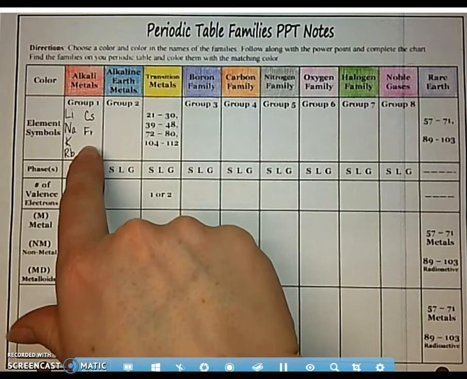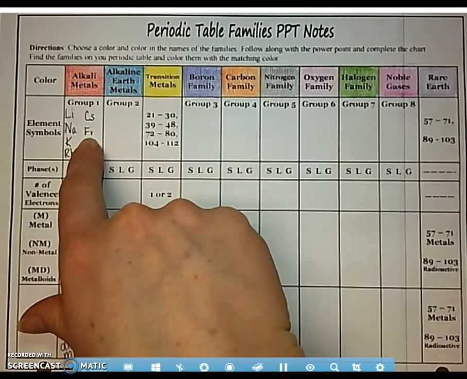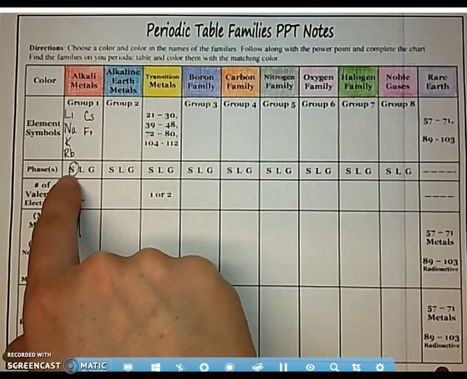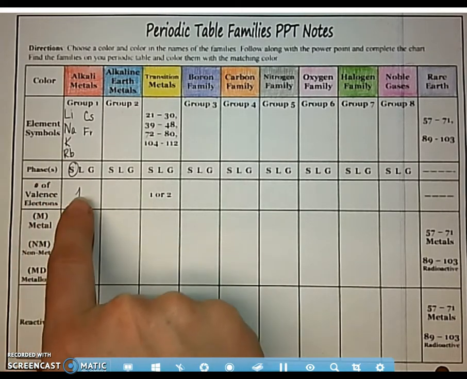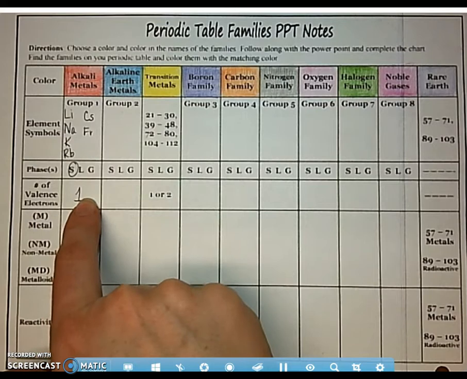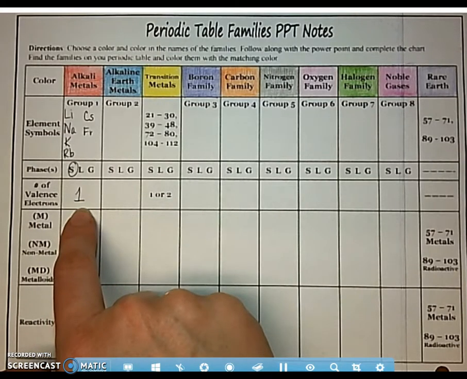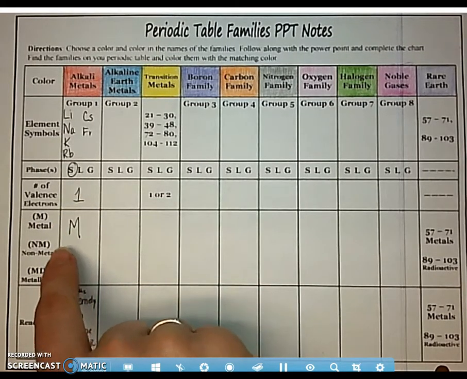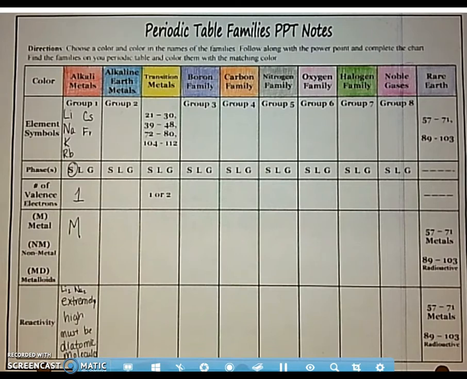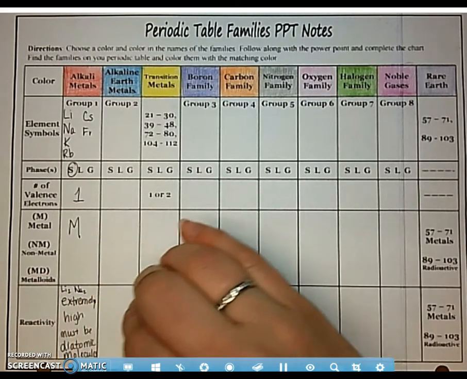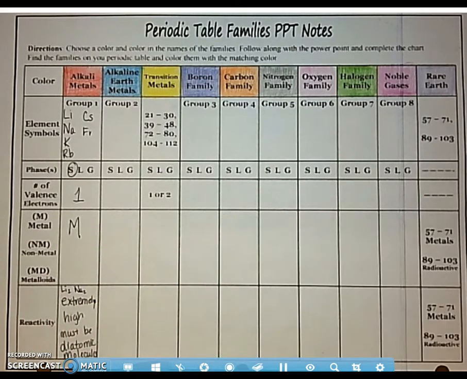And when we start to fill it out, we're going to be using element symbols here. We're going to be talking about, is it a solid, a liquid, or a gas? So those phases or states of matter. We're going to talk about how many valence electrons we find. We just did that with our electron dot diagrams, and whether it's a metal, non-metal, metalloid. And then we're going to talk about if it's reactive or not. So you're going to see those things listed on each family on this handout.